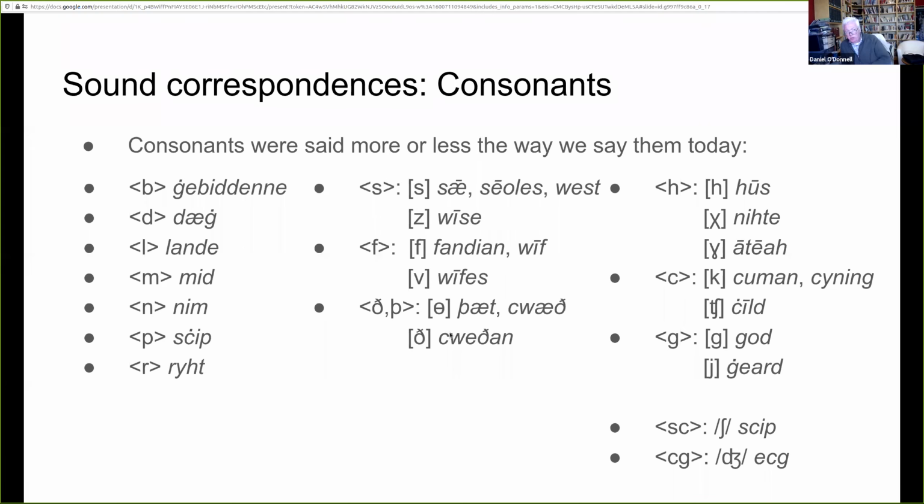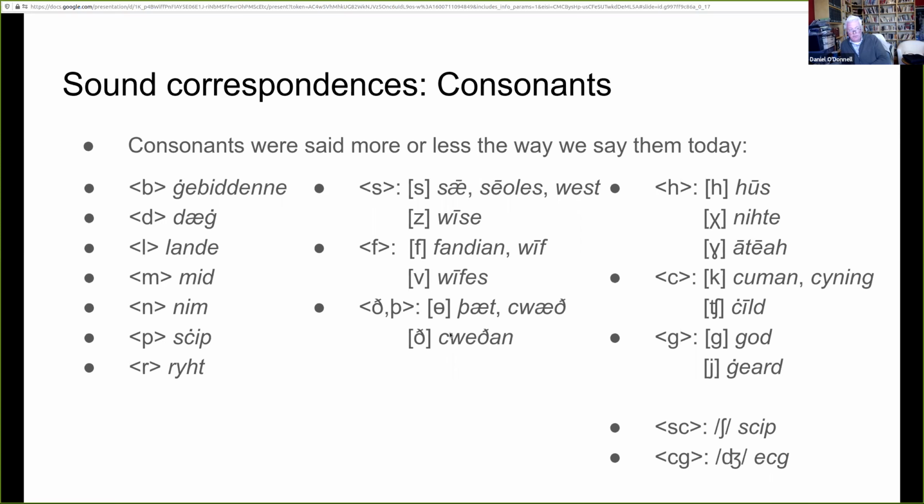And then the same is true of the S and the F. So S, if it's found at the beginning of a word or at the end of a word or in the context of other consonants that don't have that trill, it's said like S. And if it's found in a context between vowels or beside a D or a B, which you wouldn't find that latter one, I don't think, it would be a Z sound. So wheeze, right? So you've got say, seolas, west, or wheeze.